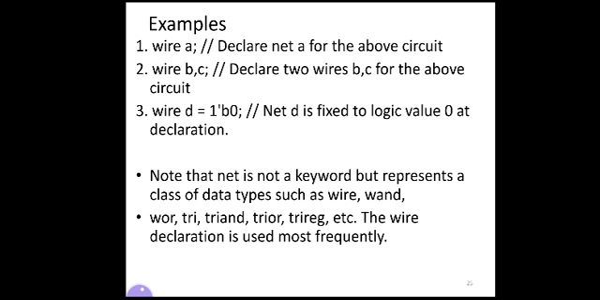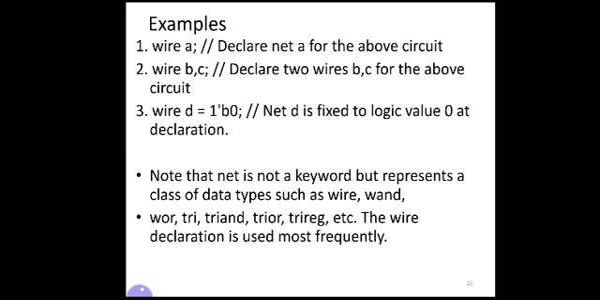The terms wire and net are often used interchangeably. The default value of a net is Z, that is high impedance, except for the trireg net, in which the default value is X. Nets get the output value of their drivers. If a net has no driver, it gets the value Z, that is high impedance, by default.